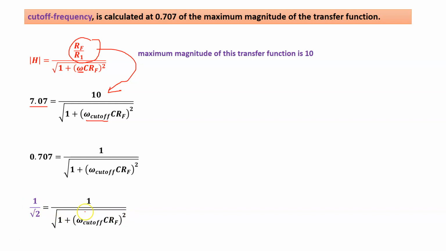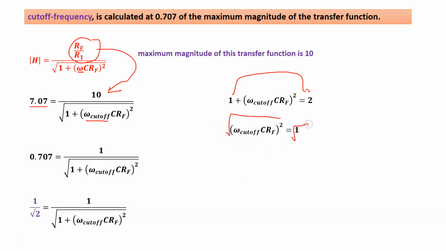Now, if I compare these two expressions, the equation right here, and cross multiply, what I end up with is at the bottom I have 2 and I have 1 plus omega cutoff C Rf squared. Those must be equal. So I have 1 plus omega cutoff C Rf squared equals 2. Bring this 1 on this side. So 2 minus 1 leads me here. Take the square root of both sides. So if I take the square root of this and the square root of this, I end up with omega cutoff C Rf equals 1. So in other words, the cutoff frequency is equal to 1 over C Rf.